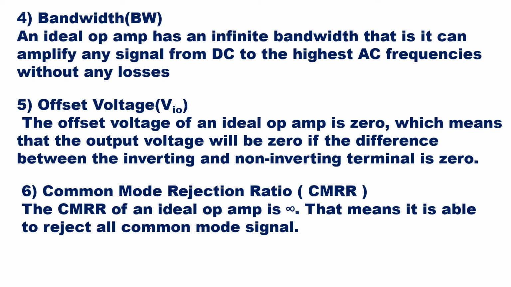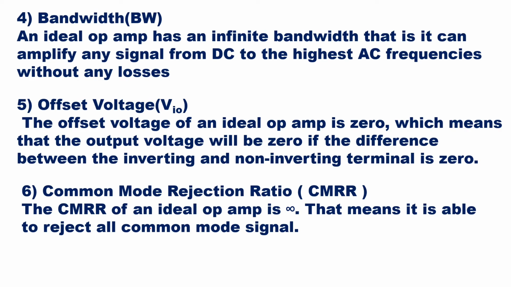That is, it can amplify any signal from DC, that is zero frequency, to the highest AC frequencies without any losses. Okay. Then fifth one is offset voltage VIO. The offset voltage of an ideal op-amp is 0, so it should be 0. If it is not 0 practically, then we use the potentiometer between pin number 1 and 5 and we see that it is 0. Okay, but ideally it is 0, which means that the output voltage will be 0 if the difference between the two inputs, inverting and non-inverting terminal, is 0.